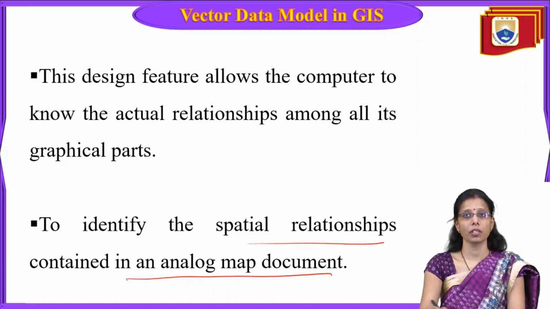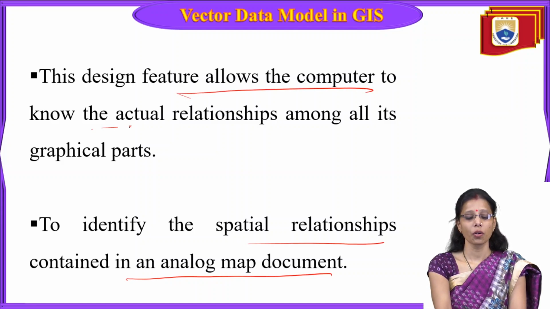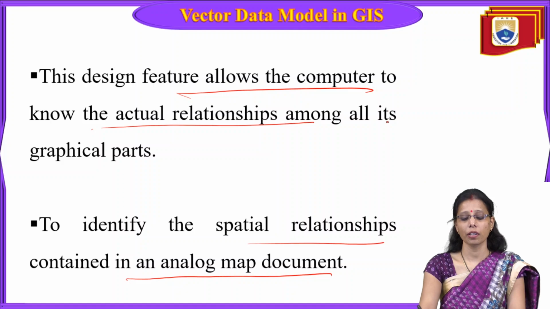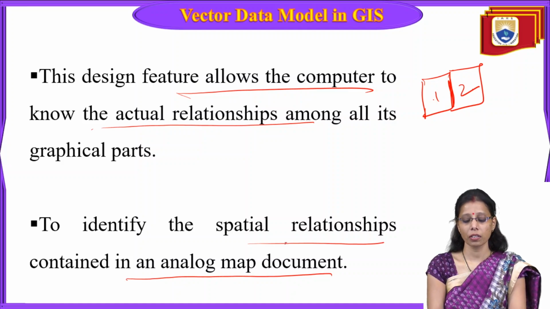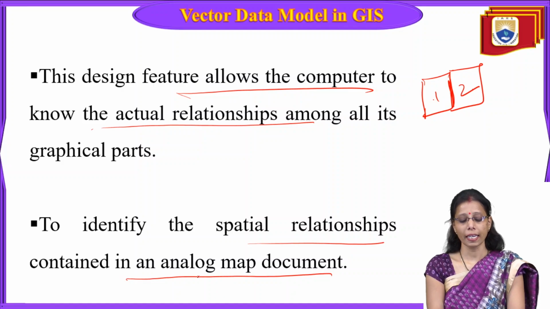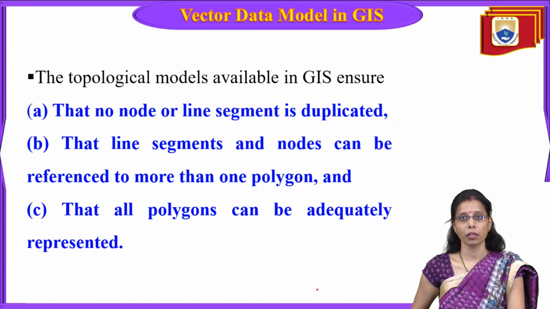So the design feature allows the computer to know the actual relationship. What is the actual relationship between one polygon and the other, polygon 1 and 2? What is the actual relationship between 1 and 2? It helps us design the feature and allows the computer to know the actual relationship in all its graphical parts, to identify the spatial relationship contained in an analog map document.